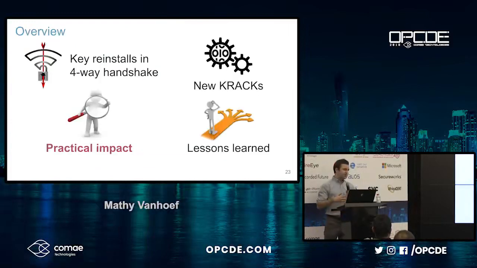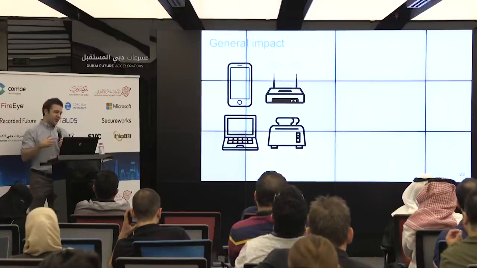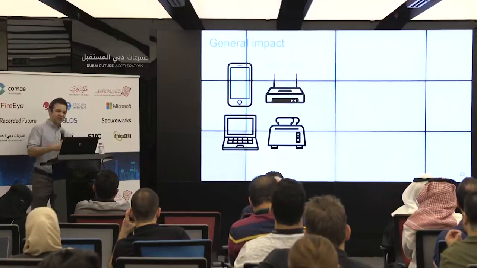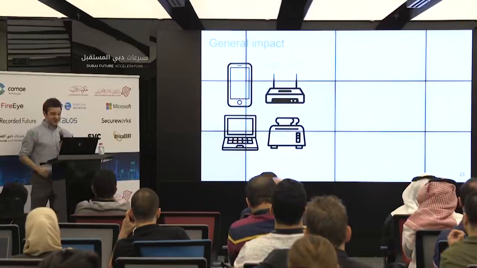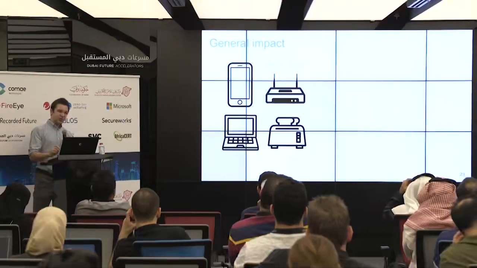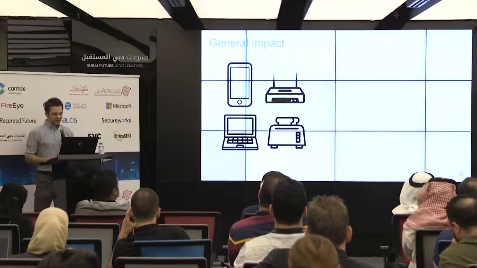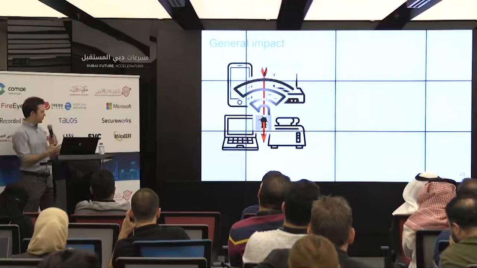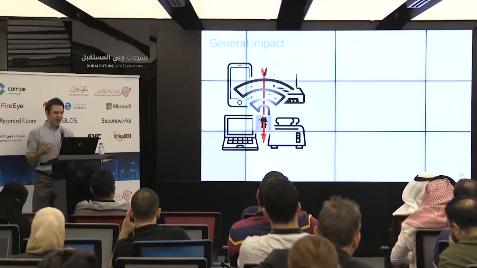So let's discuss that practical impact a bit more, because now I only discussed that you can decrypt data, but you can do other things as well. So let's assume that you have a device that is vulnerable to a key reinstallation attack. As I mentioned, this can be a client device, for example, a smartphone, a laptop, or these days even Wi-Fi toasters. They support Wi-Fi as well. But an access point can also be vulnerable against key reinstallation attacks depending on the handshake you are exploiting. So let's say you have a device that is vulnerable. Then there are two things that can happen in general.